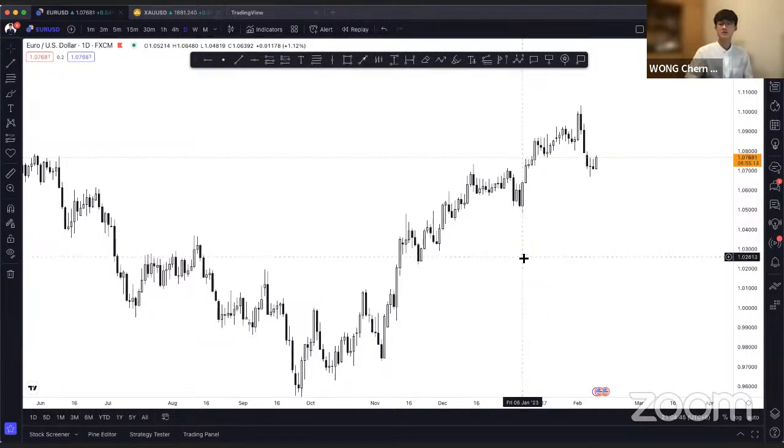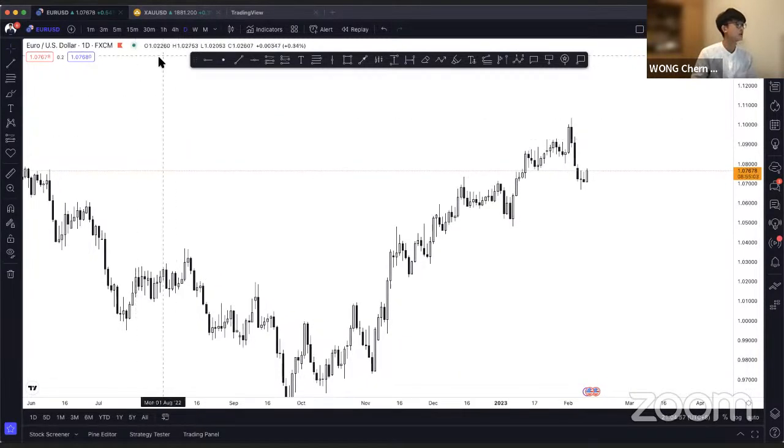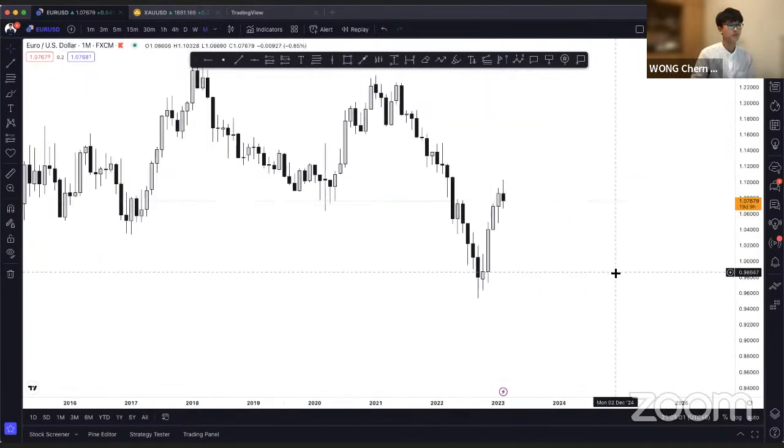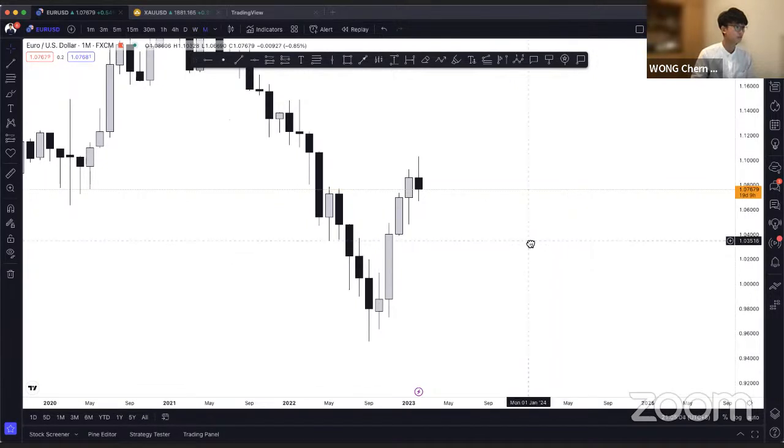I'll be talking about a few currency pairs of interest, some of which I really believe might move in a certain direction. As usual, I will be starting on the euro dollar, on the monthly time frame. Let's talk about the monthly time frame.